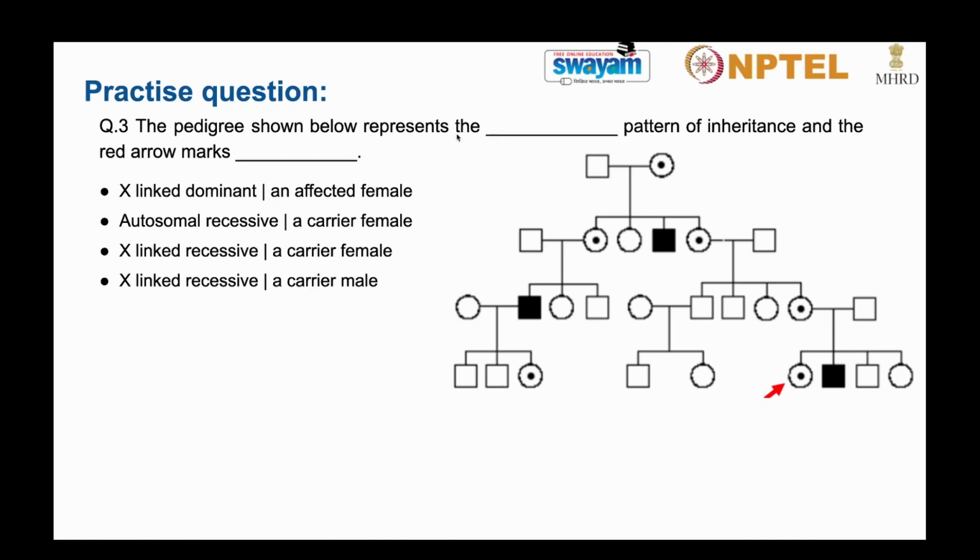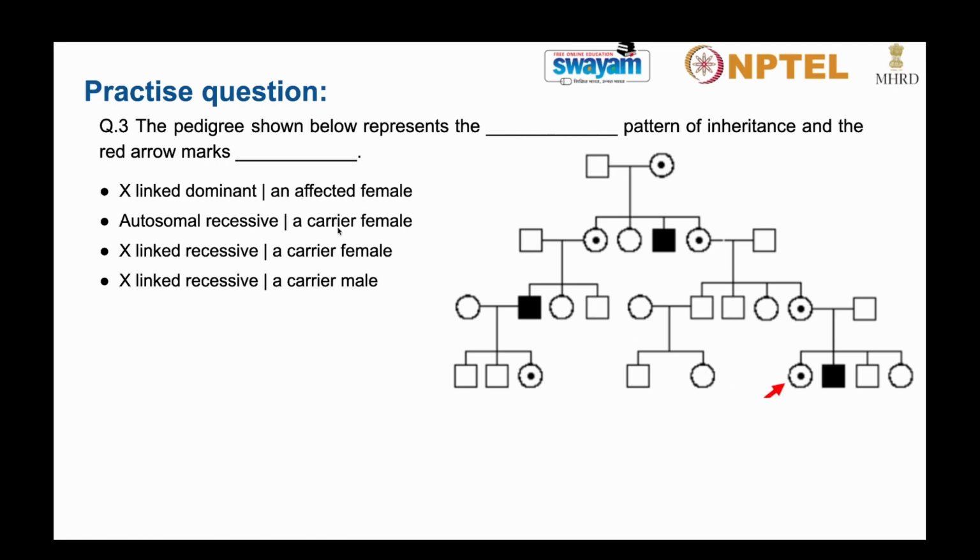In this, the pedigree shown below represents the dash pattern of inheritance and the red arrow marks dash. So now you have to observe this pedigree and see what kind of pattern of inheritance you observe. I hope it's X-linked dominant. Okay, so it's X-linked dominant and the red arrow marks an affected female.